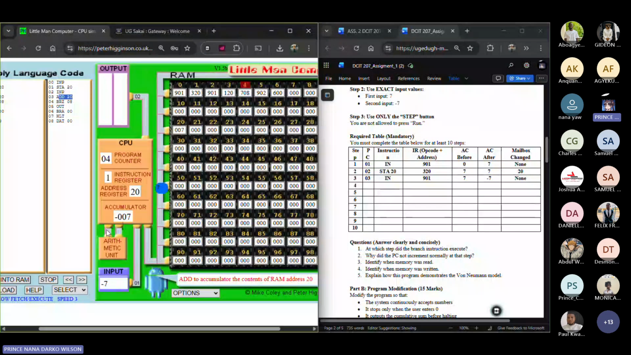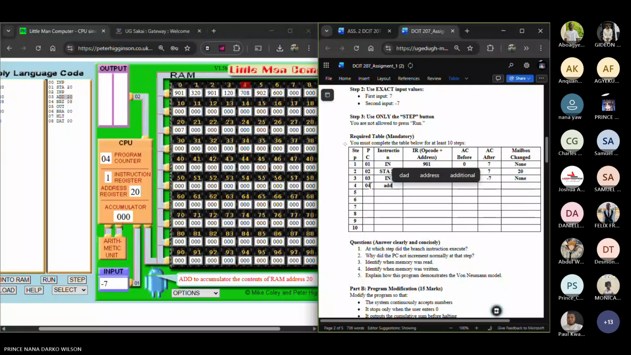So -7 plus 7 gives us 0, right? So then we do that. The program counter incremented to 4 at this step. The instruction there was add 20. And the opcode and the address at this particular step was what? 120, sorry. And then the accumulator at that point before was -7. After that was done, it became 0.